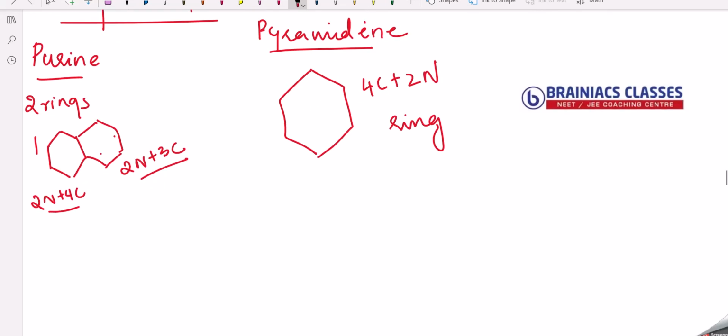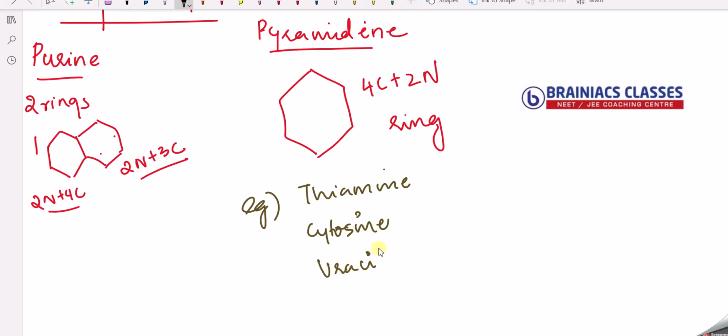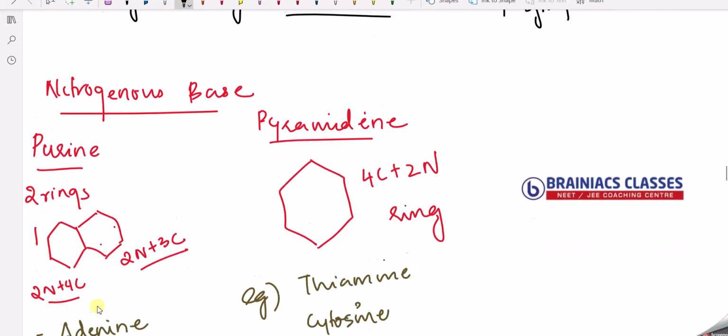Now give me the examples of purines and pyrimidines. This is important. What are the examples of pyrimidines? Thymine and cytosine. One more. Uracil. Thymine, cytosine and uracil. What about purine? Adenine and guanine. Adenine and guanine come under purines, whereas thymine, cytosine and uracil come under pyrimidines, right? This is about the nitrogenous base.